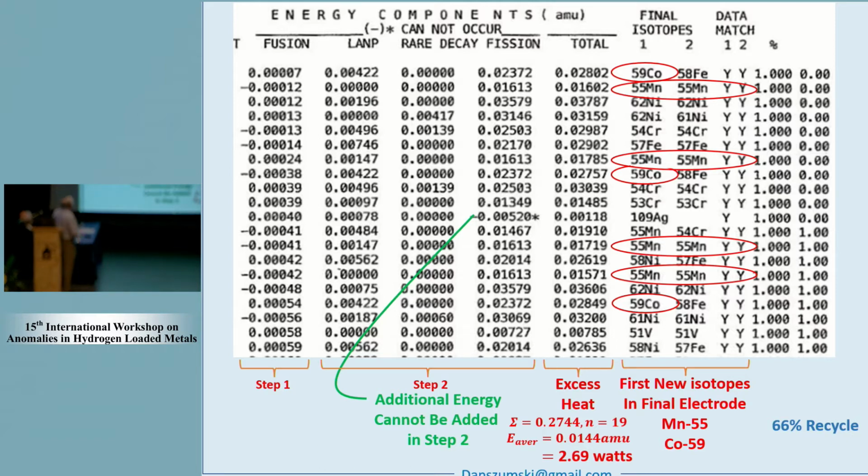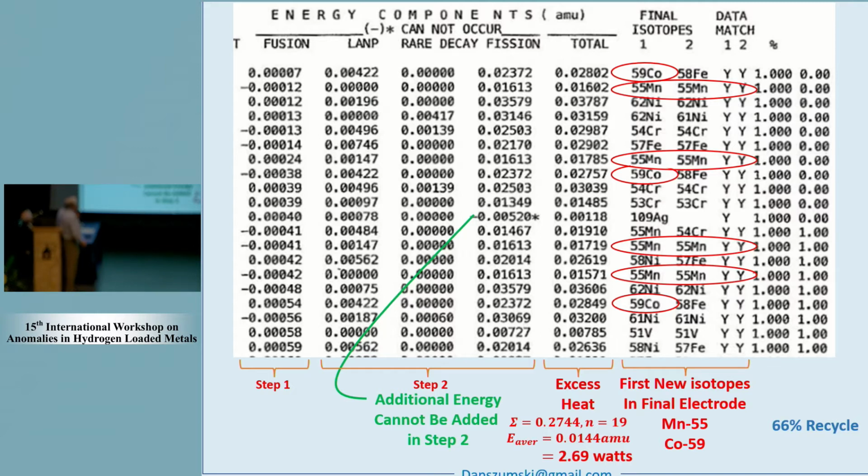There are some reactions that just cannot take place, and we have to ignore them. For instance, the negative energy here is not permissible, so a silver 109 stays a silver 109. The things I've circled are new isotopes in this electrode. What I'm saying is the first things that Miley saw in his electrode, although he didn't really measure them, were cobalt 59 and then manganese 55. And he measured that in several places.